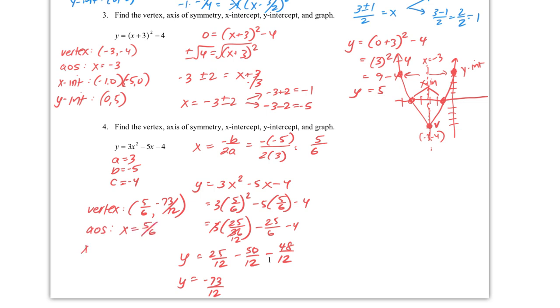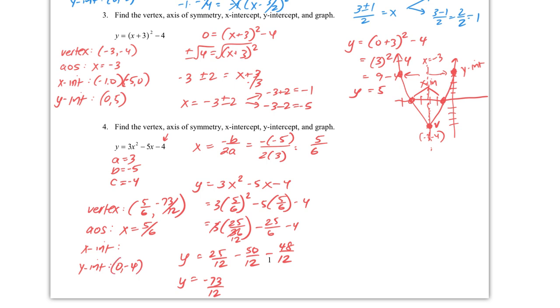Your x-intercept, again, it's going to be the same idea. You set the whole equation equal to 0. Your y-intercept in this form is easy because, again, it's the c value. So it's going to be (0, -4). And then we're going to graph it.